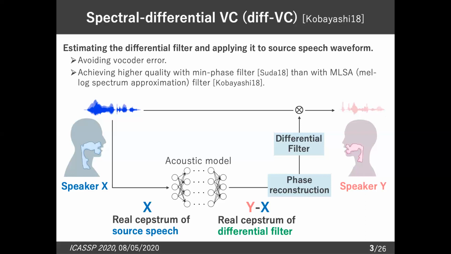The DIF-VC originally used the mel-log spectrum approximation filter, or MLSA filter, to filter source speech. But Suda et al. found that using a minimum phase filter achieved higher converted speech quality than using the MLSA filter. Next, I'd like to explain the training and conversion processes of conventional DIF-VC with minimum phase filter.